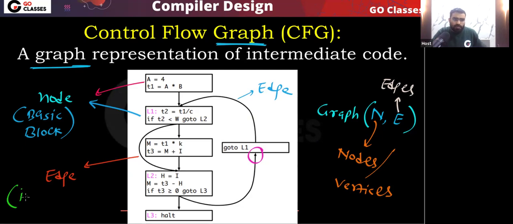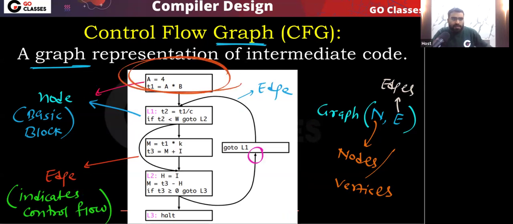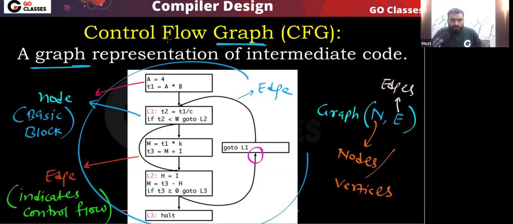Edge indicates control flow, or I can say flow of control. You can easily see that this control flow graph is a directed graph in which the nodes are basic blocks, and the edges represent the flow of control in this program. How the control is flowing in this program.